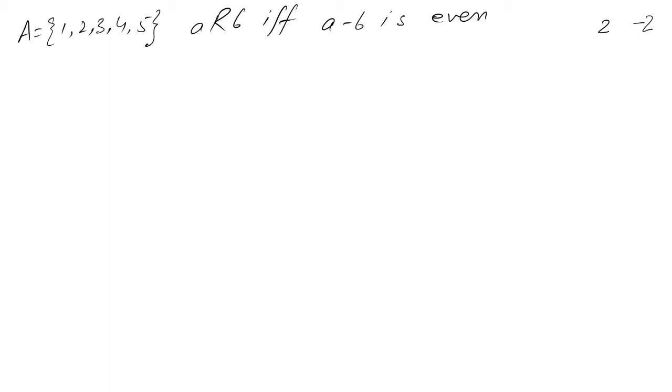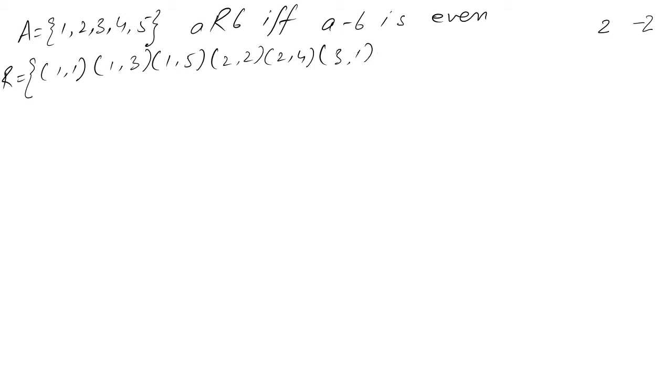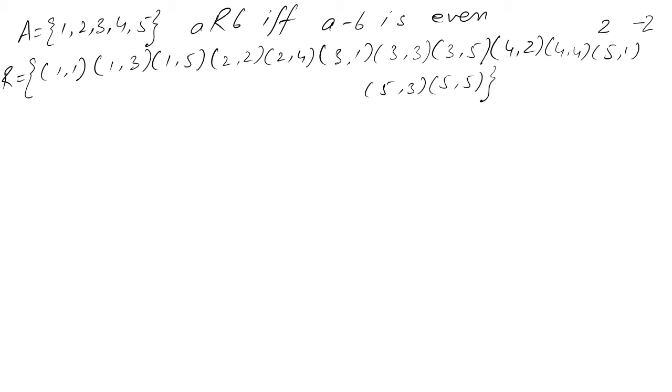So, now let us once again write down the relation pairs. So I can write 1 comma 1. Why? Because the difference of 1 and 1 is 0, which is an even number. 0 is considered to be an even number. So 1 3, 1 5, 2 2, 2 4, 3 1, 3 3, 3 5, 4 2, 4 4, 5 1, 5 3, 5 5. These are the various relation pairs.